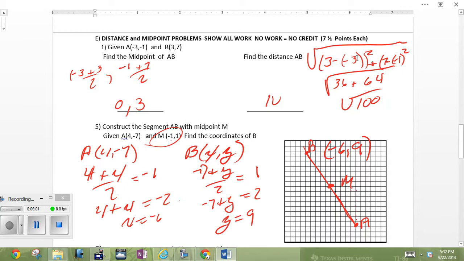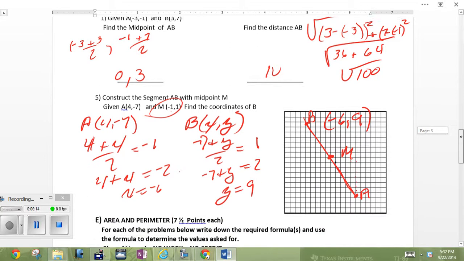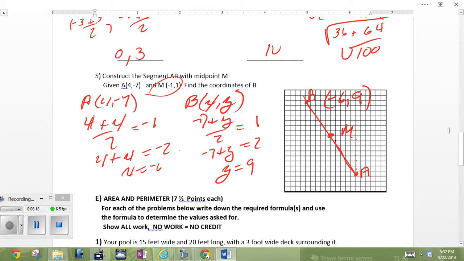X2 minus X1. So it's 3 minus negative 3. Remember what I showed you over here. Label those points so you don't get confused. It's not difficult. Write down the formula. Memorize the formula. You needed to know that.